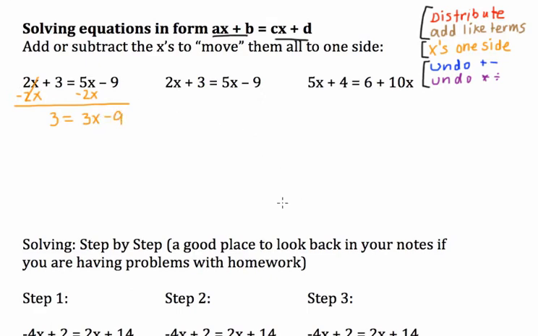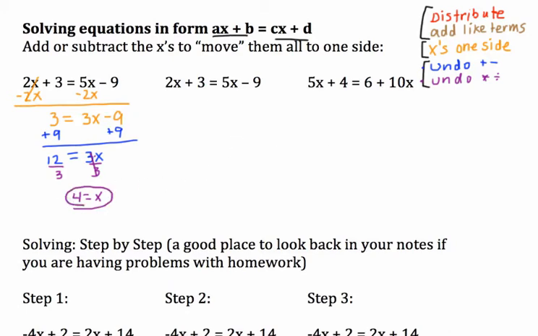Notice now it looks just like the equations from last module, the two-step equations. So we're going to go down here and undo what's been done to the x. Go to the side with the x on it, undo minusing 9, so add 9. And then undo that multiply. To undo multiplying by 3, you'll divide both sides by 3. So you get x equals 4.